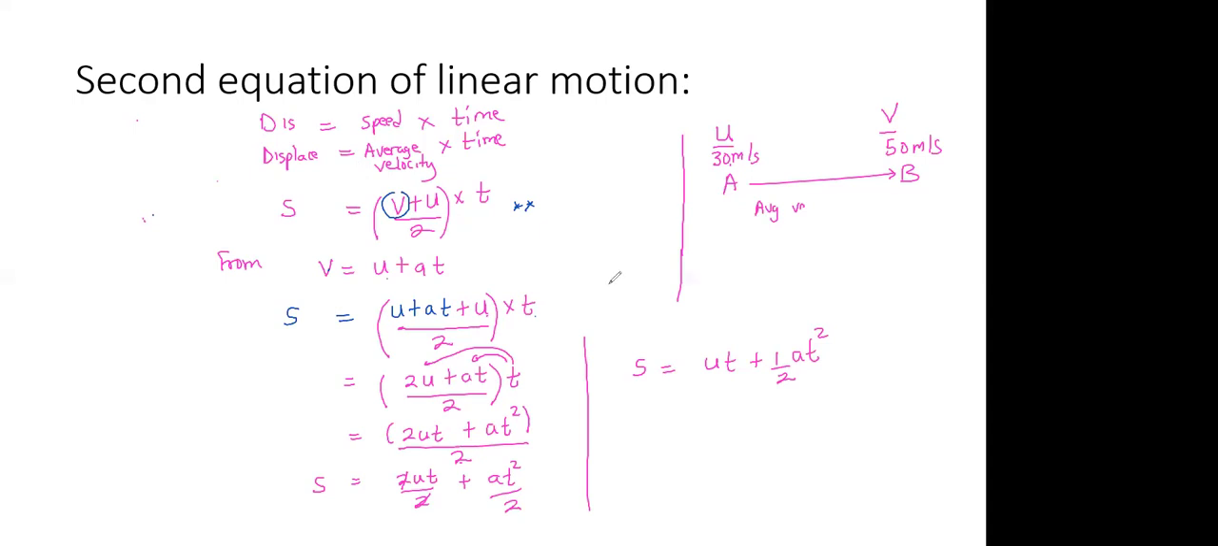Good. Now, this is what we call the second equation of motion. It's talking about displacement. What you need to know is not how to derive it, but how to write and state it. That is the equation: S is equal to ut plus a half at squared.